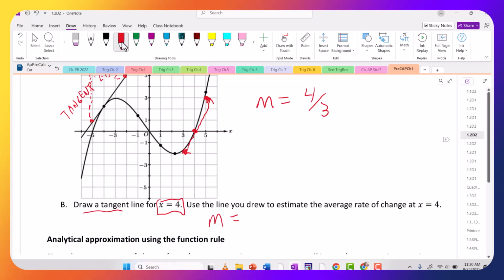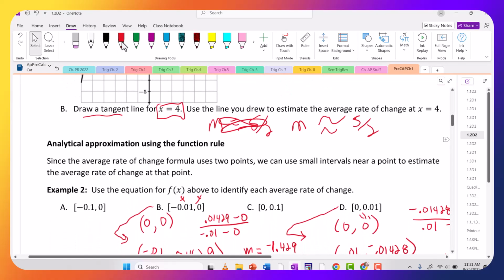So 1, 2, 3, 4, 5, and then over 2. It looks like it's approximately, and then let's actually change that to approximately 5/2. And answers will vary on this once you draw the line, but it better at least be positive, and I would think it should be around 3 as a slope for a tangent line there. Now I want you to know that difference between a secant and a tangent line. And I love what I drew before there to tell you that difference.